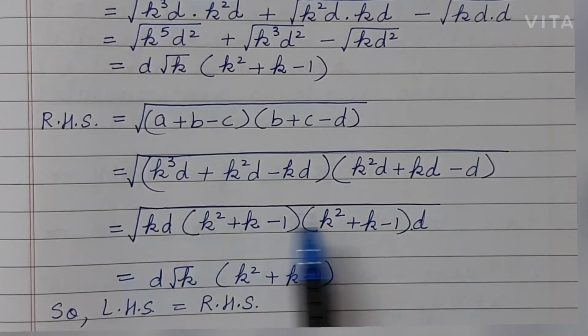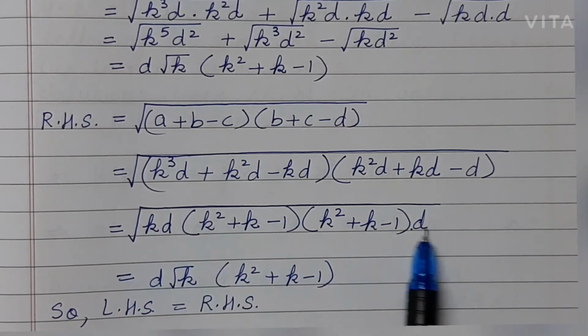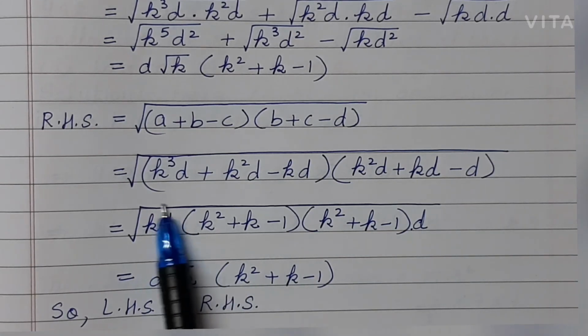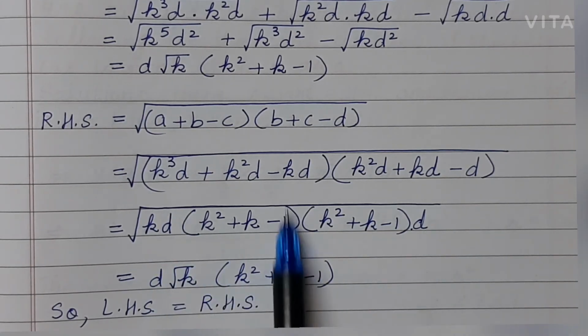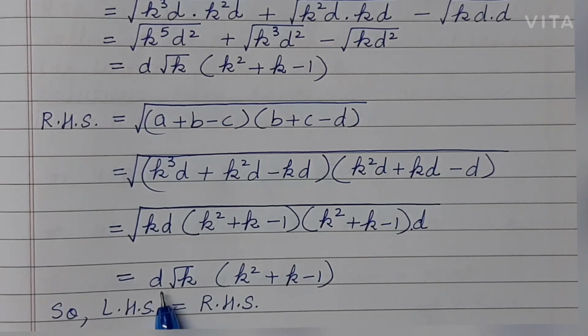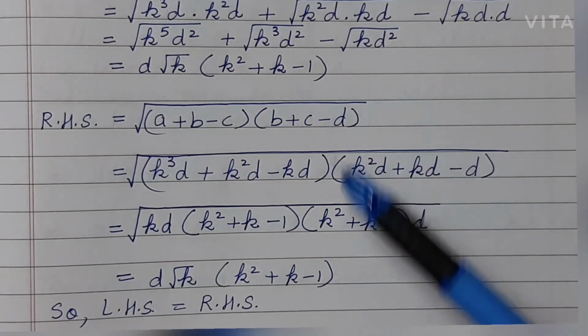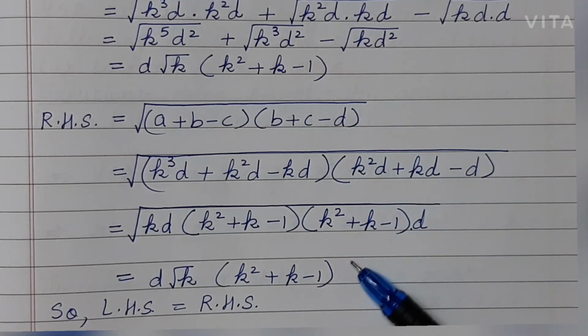Now again here we can take this kd square common. So when you take this kd square outside the square root, it will become dk under the root and (k square plus k minus 1). Now students, you can see left hand side and right hand side both are equal to each other. So hence proved. Clear?